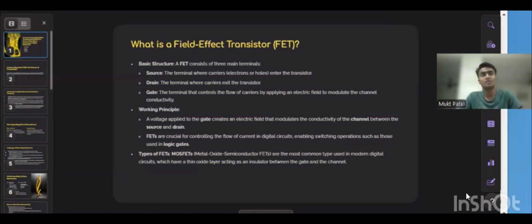Here's the working principle. A voltage applied to the gate creates an electric field that modulates the conductivity of the channel between the source and drain. FETs are crucial for controlling the flow of current in digital circuits, enabling switching operations such as those used in logic gates. As for the logic gates we know, AND, NOR, XOR, etc. Types of FETs. MOSFETs, metal oxide semiconductor FETs, are the most common types used in modern digital circuits, which have a thin oxide layer acting as an insulator between the gate and the channel.